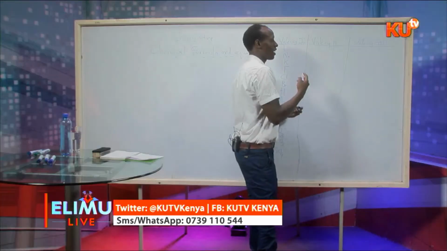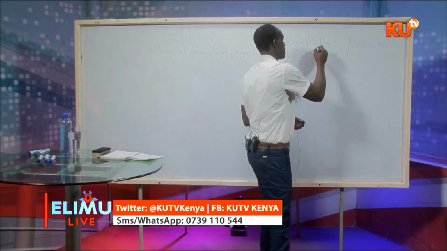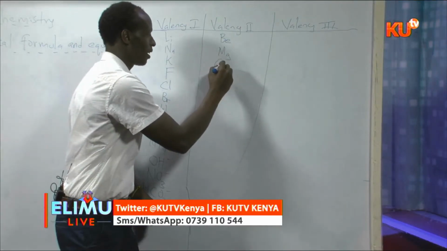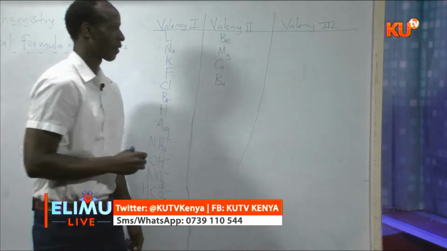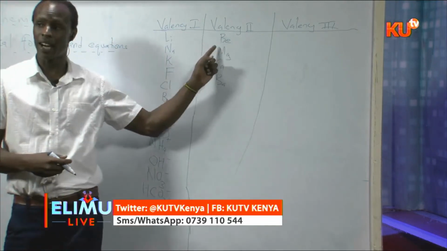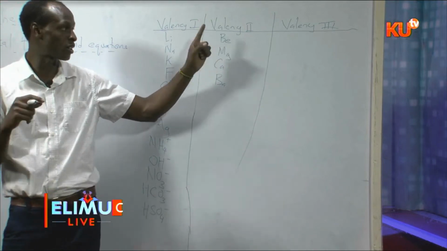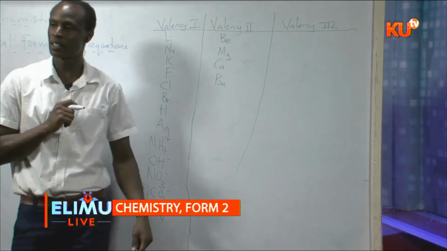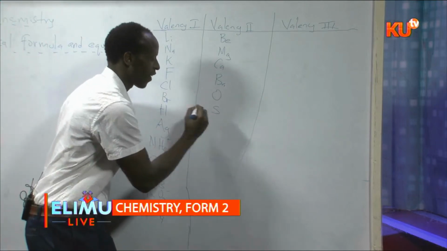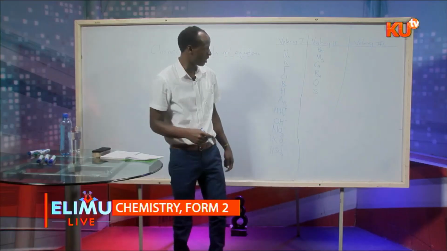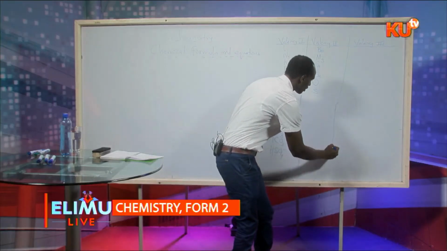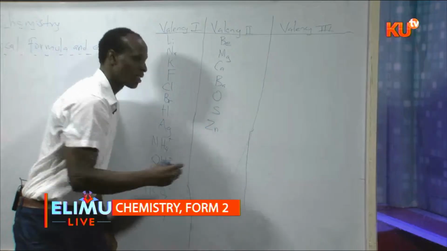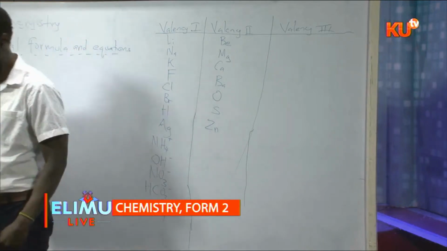So let's start with the alkaline earth metals, or group 2. We have beryllium, Be, magnesium, Mg, calcium, and barium. These are alkaline earth metals. They fall in group 2 of the periodic table. In group 6, we have oxygen and sulfur. They gain 2 electrons. There are also some other transition elements which have a valency of 2. We also have zinc. Zinc is a transition metal and has a valency of 2.